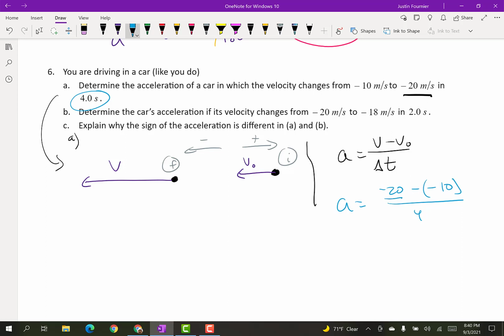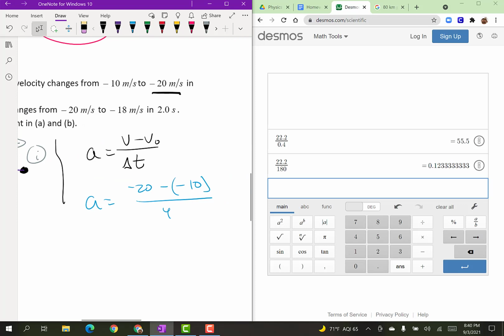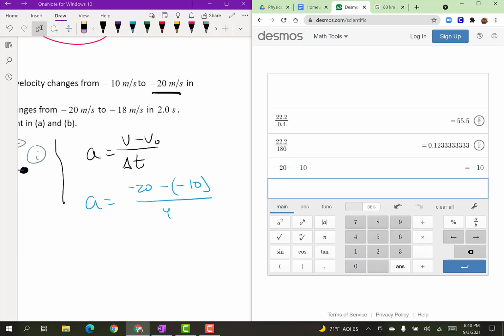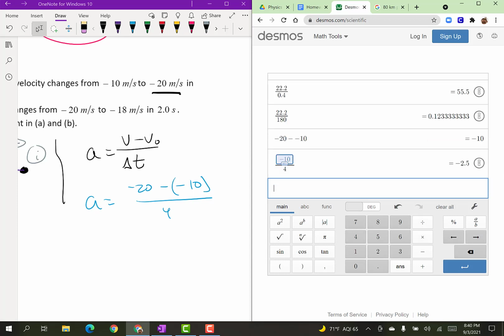So I got negative 20 minus negative 10, that's plus 10. But I could even just plug it into my calculator and divide it by 4. So I got negative 20 minus negative 10, and then take my answer and divide it by 4. And I get negative 2.5. So my acceleration is negative 2.5 meters per second squared. Nailed it.